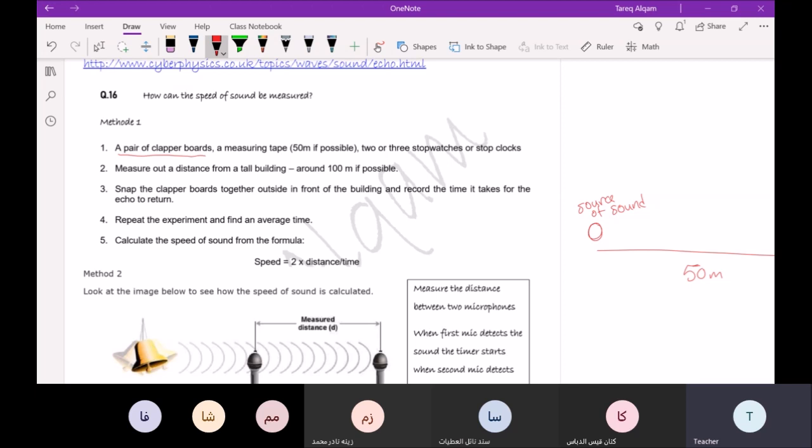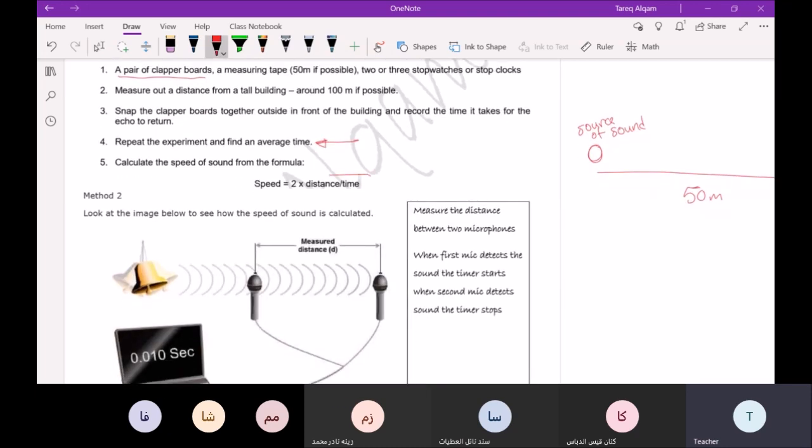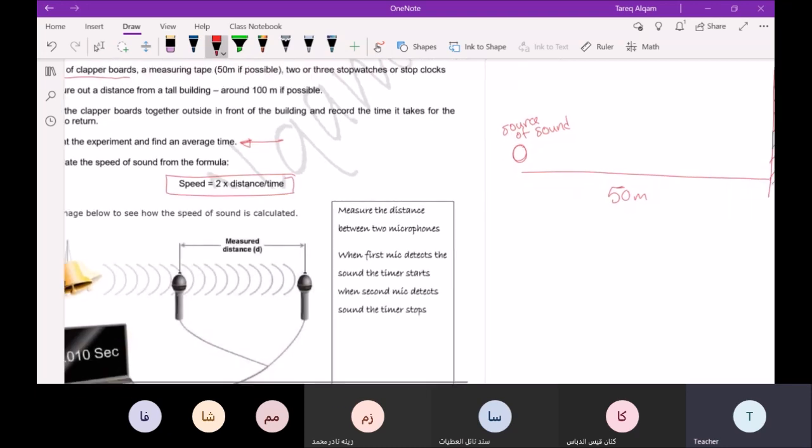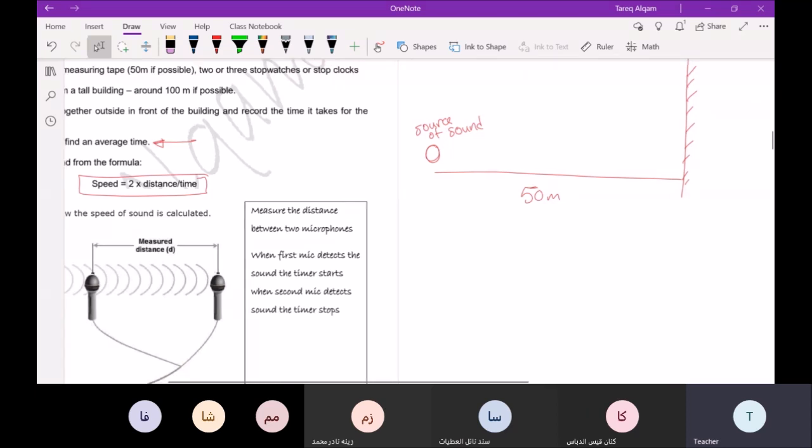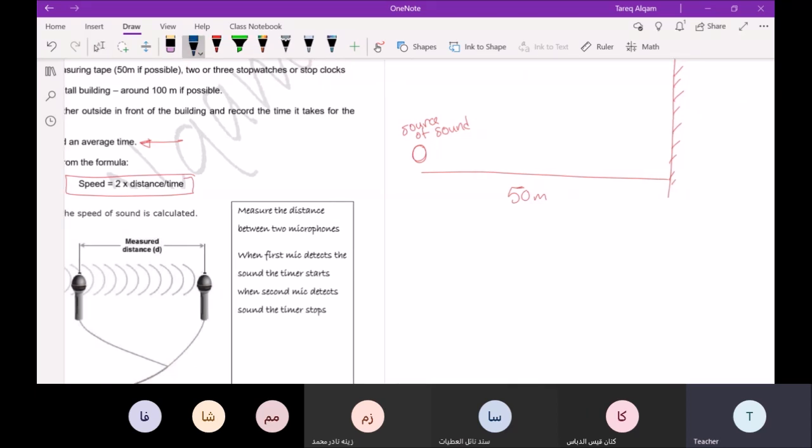Accordingly, I will measure the distance from a tall building, around 100 meters if it's possible, snap the clapper boards together outside in front of the building and record the time it takes for the echo to return. Repeat the experiment, guys. Definitely we have to repeat the experiment in order to find the average. Calculate the speed of sound. In a similar way, I have to use speed equals 2 times distance over time. Why? Because in an echo the sound moves first this distance and is reflected back again this distance.